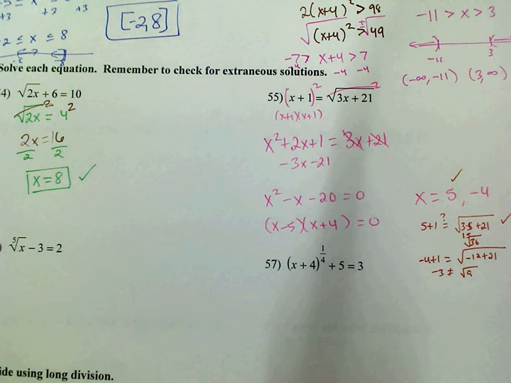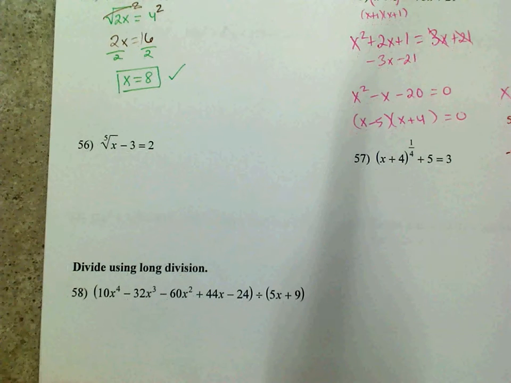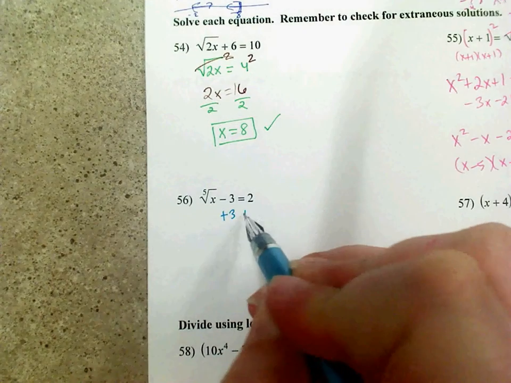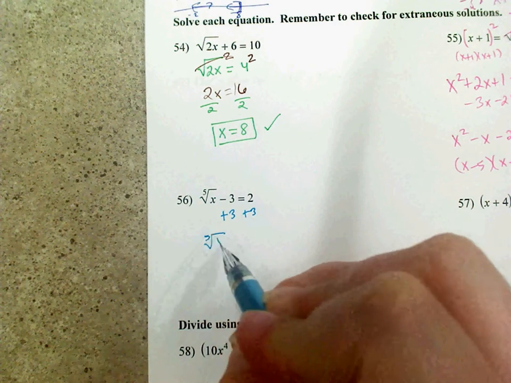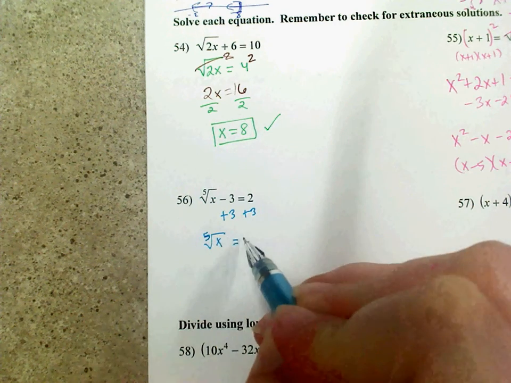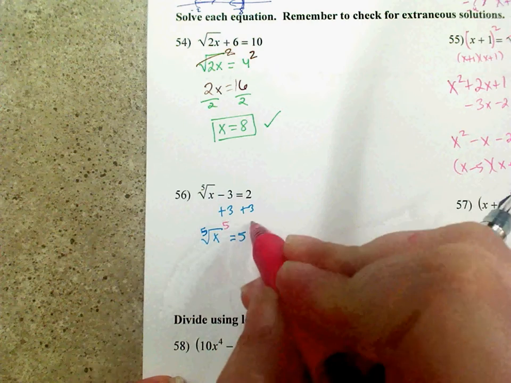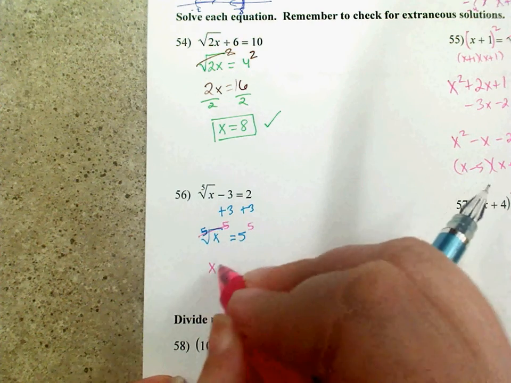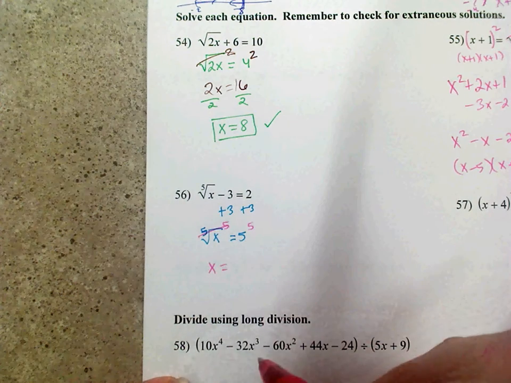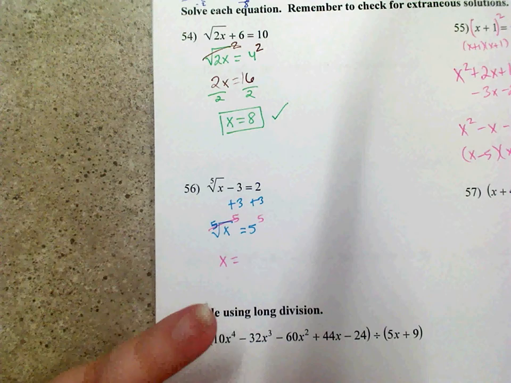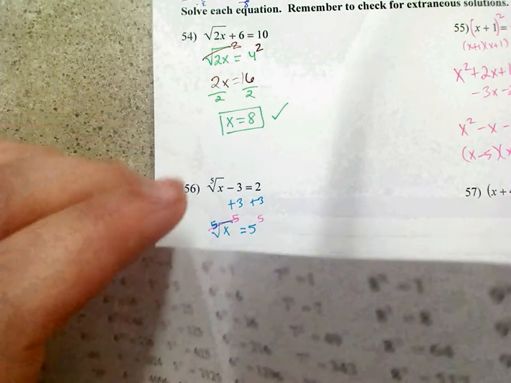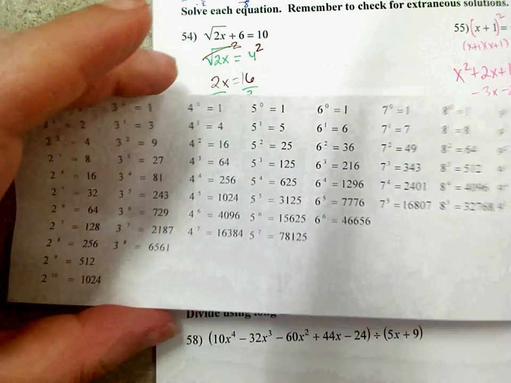All right, so number 56. We're taking a fifth root right now of the x, so what I'm going to do is add the 3 over. And I've got the fifth root of x equals 5. And then the opposite of a fifth root is a fifth power. So we raise both sides to the power of 5. X equals 5 to the fifth power. And 5 to the fifth, I think it's 625. I'm not sure. Just kidding. That's 5 to the fourth. 3,125.